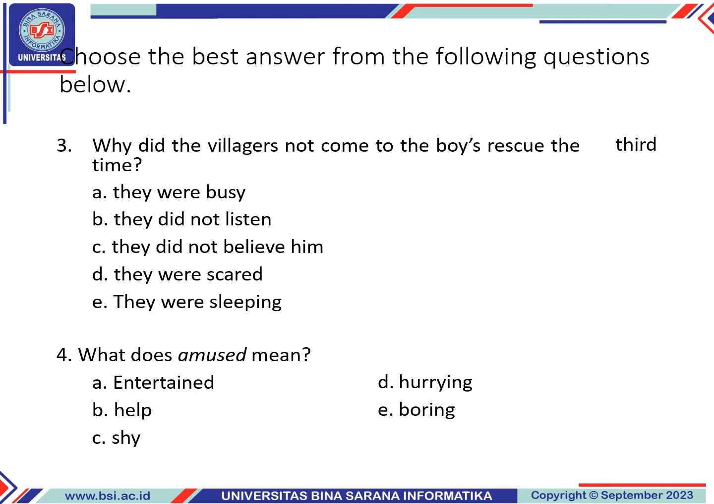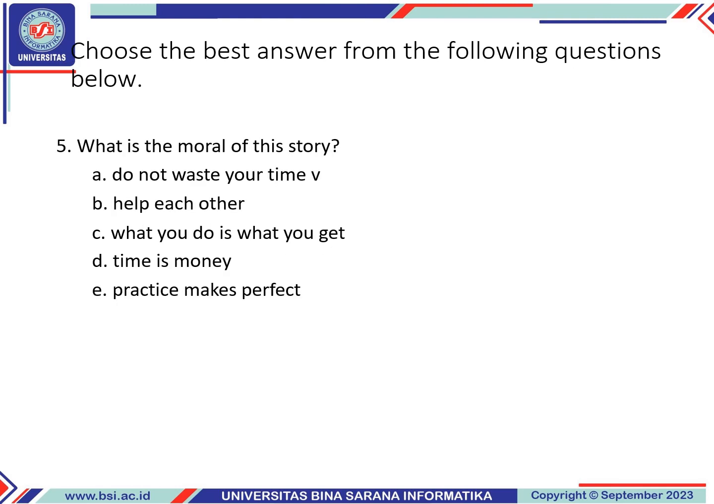Number four. What does amused mean? A. Entertain. B. Help. C. Shy. D. Hurrying. Or E. Boring. Number five, or the last. What is the moral of the story? A. Do not waste your time. B. Help each other. C. What you do is what you get. D. Time is money. Or the last, practice makes perfect.